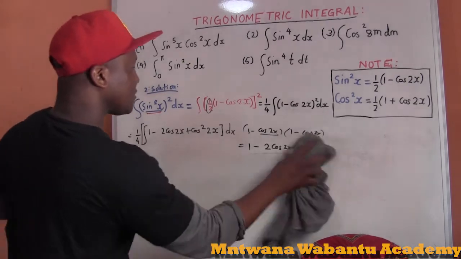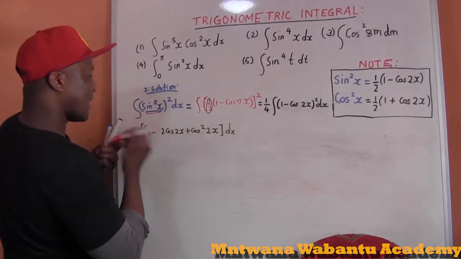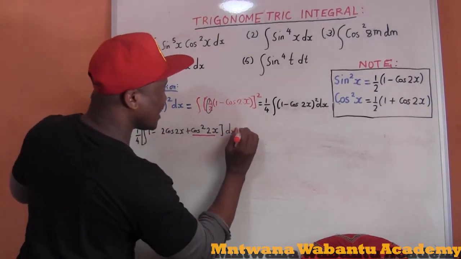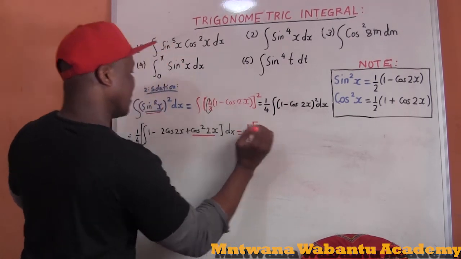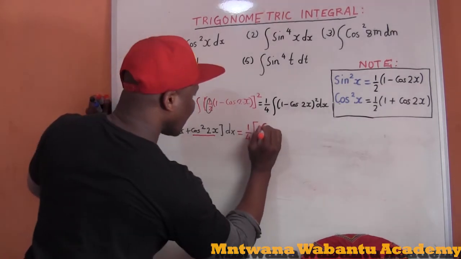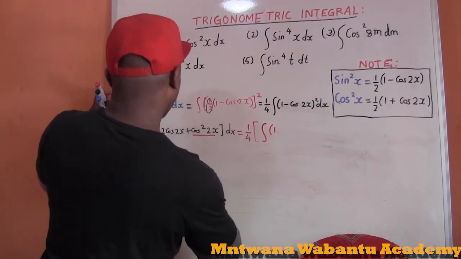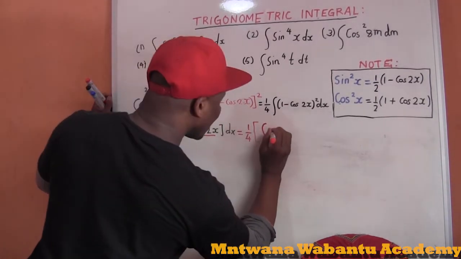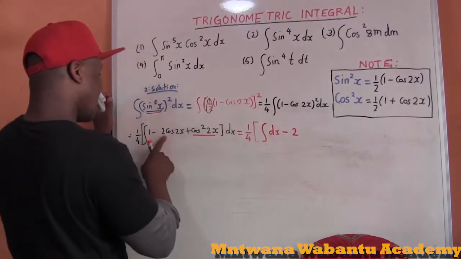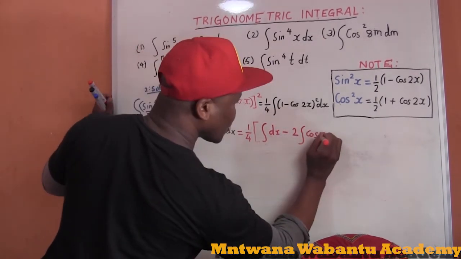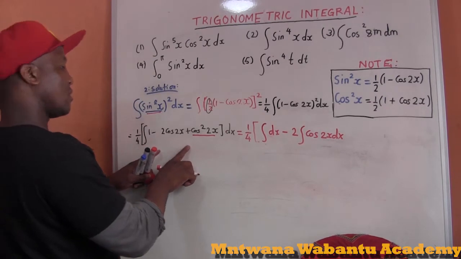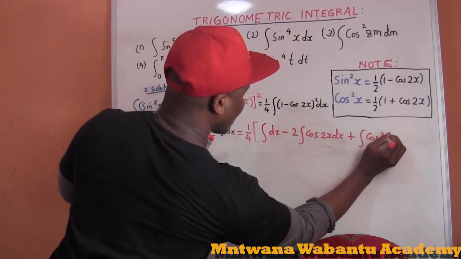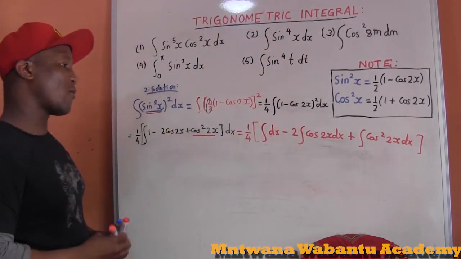Okay, cool. So now you see we have another one here, which is the same as this. So this equals 1/4 with a bracket, and then the integral of 1, which is just dx, minus 2 integral of cos 2x dx. Let's separate them, the last one being plus the integral of cos square 2x dx. But we have a 1/4 for all of them. So now the problem is here.